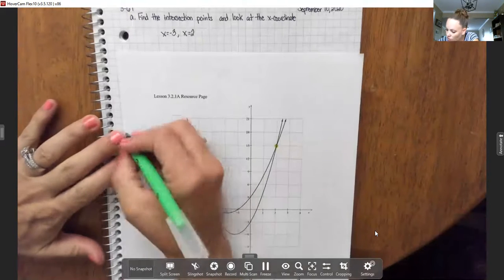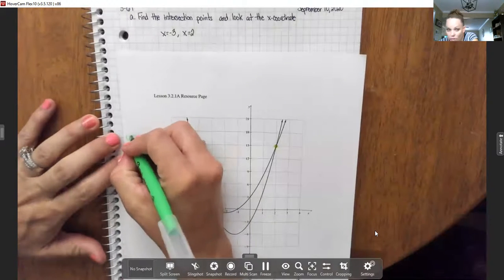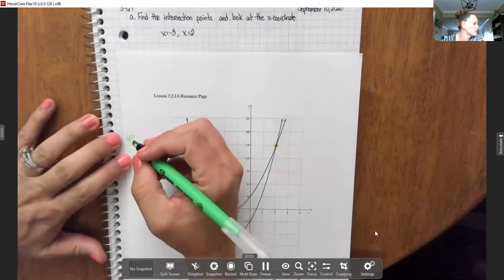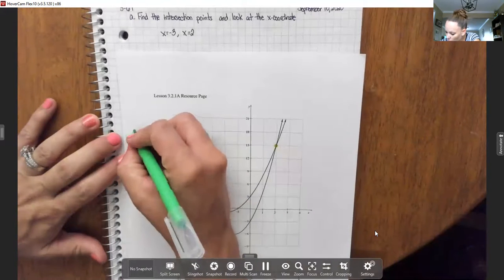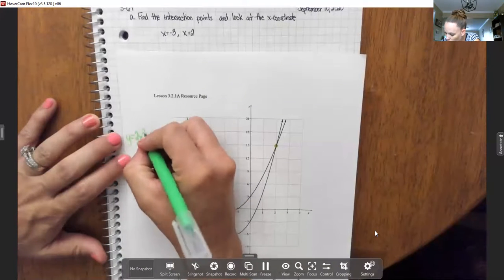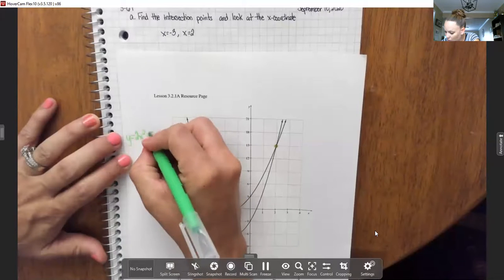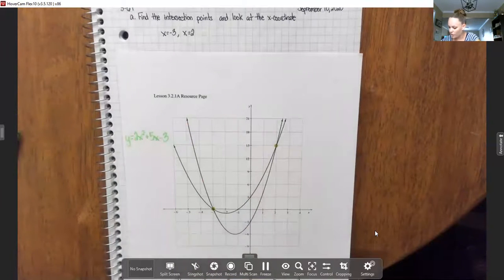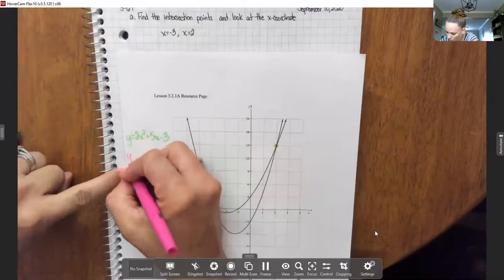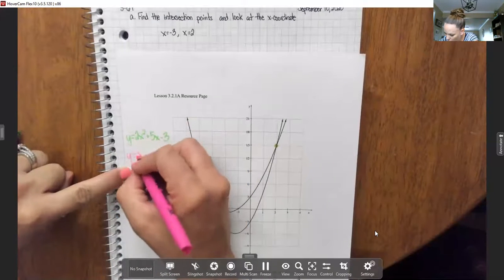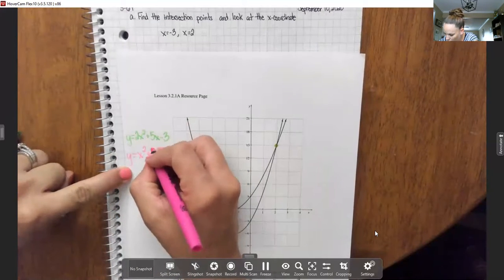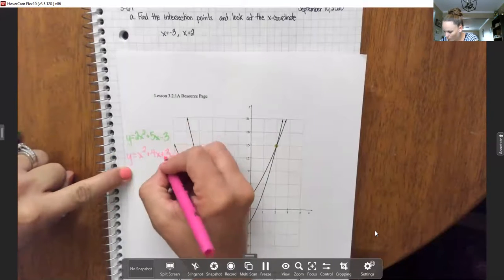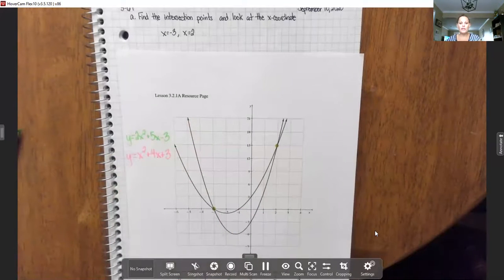function. So one of them is y equals 2x squared plus 5x minus 3. And the other equation is y equals x squared plus 4x plus 3. So we know it's these two equations, and we want to kind of figure out which one is which, and there's two different ways to do this.